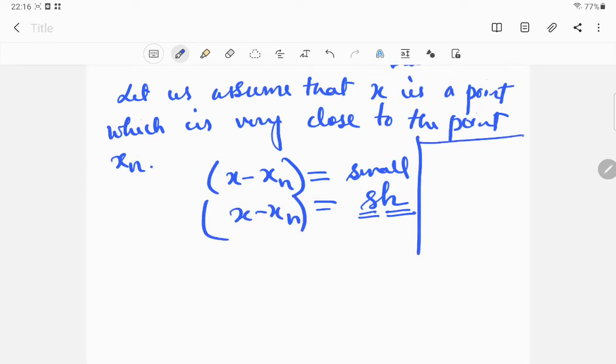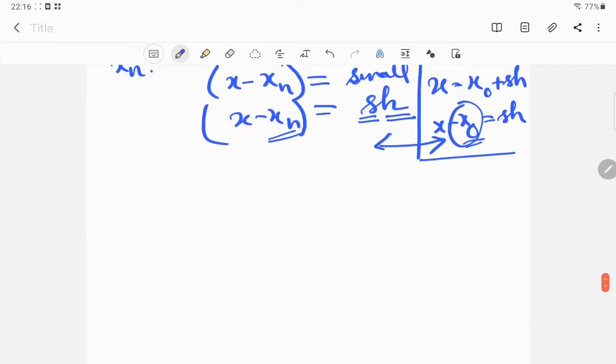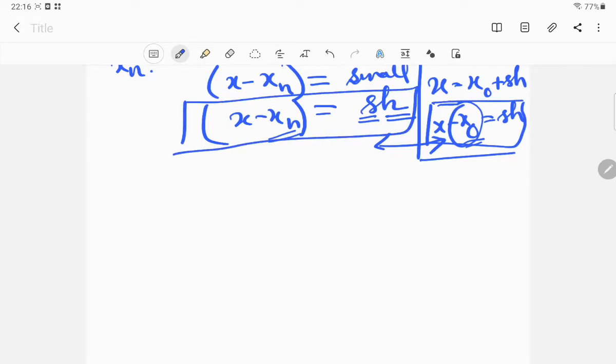If you remember, in the forward difference method we had x equal to x naught plus sh, so it was like x minus x naught equal to sh. Here, since x naught is replaced by the last term, the nth, so xn. You can draw an analogy between these two things. Earlier we had x minus x naught equal to sh; now we have x minus xn equal to sh. Now we will use this in equation number 1.